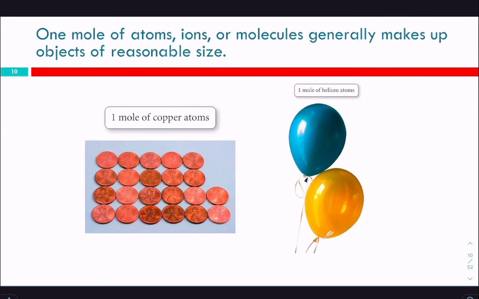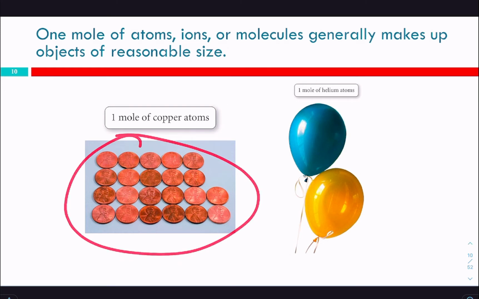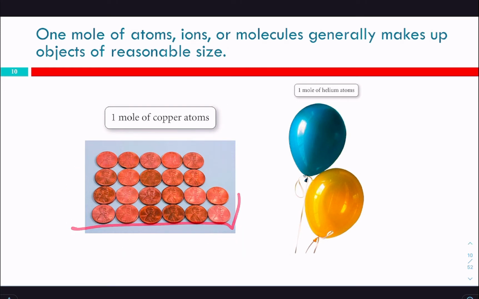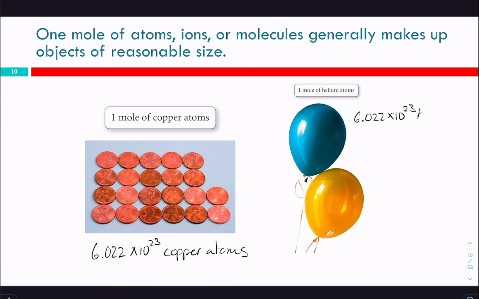Usually we count them in moles. So 1 mole of atoms, ions, or molecules generally makes up objects of reasonable size. If you have a mole of copper atoms, then that's about 22 pennies. So in here, there are 6.022 times 10 to the 23 copper atoms. 1 mole of helium atoms is about 2 balloons. So in these balloons combined, there's 6.022 times 10 to the 23 helium atoms.